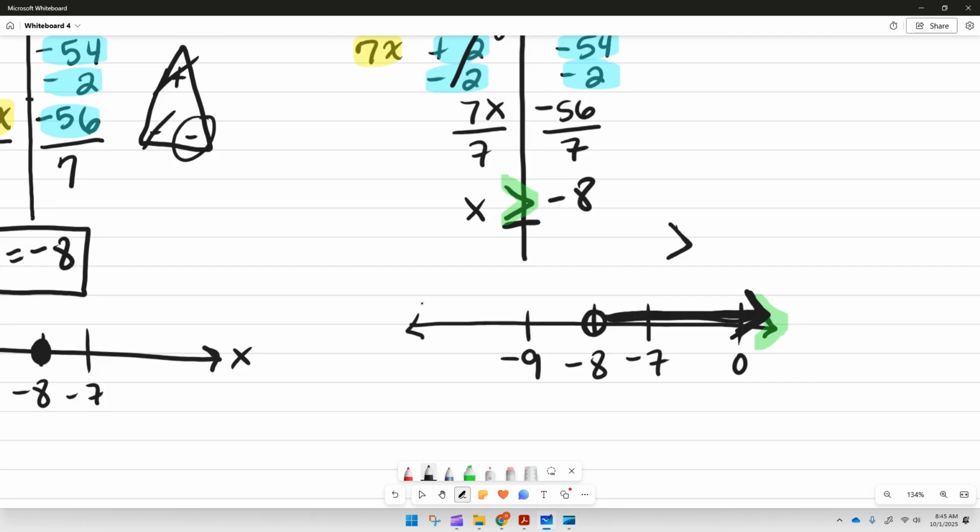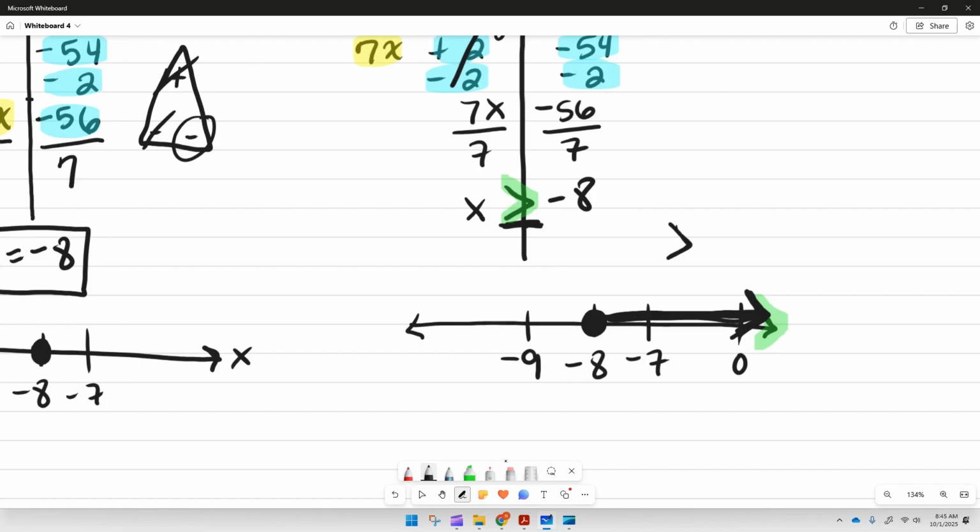You can look at your left hand. It's going in the same direction as the arrow. I don't have a video on that, I'll have to do a video on that, but yeah. Now let's talk about the circle here. Because we have a line underneath, we're including negative 8. If there was no line underneath, we would not be including negative 8.